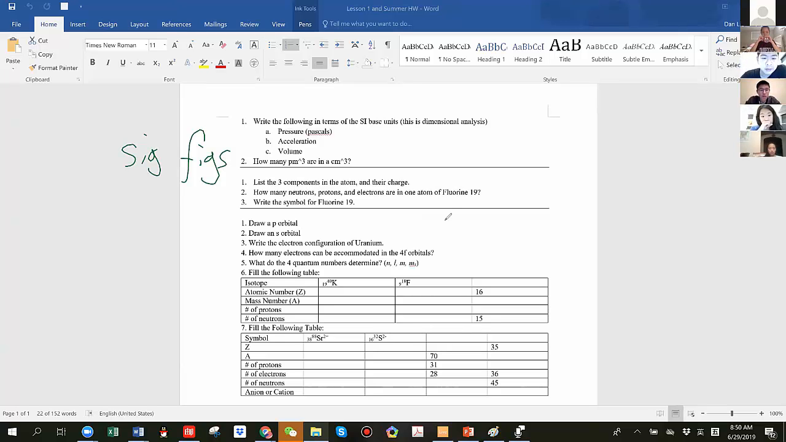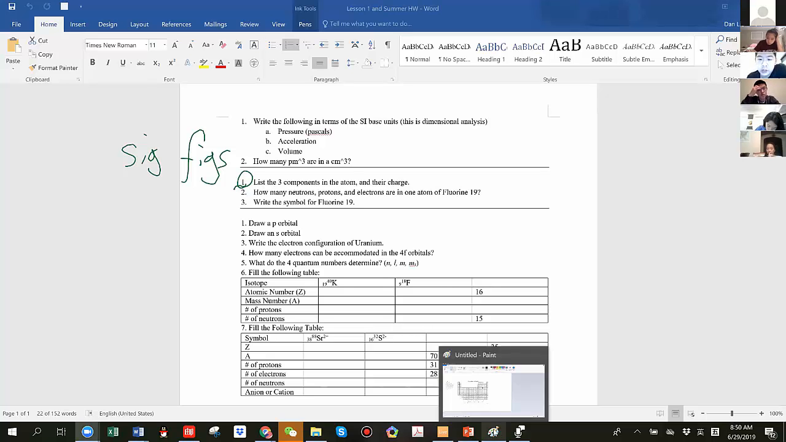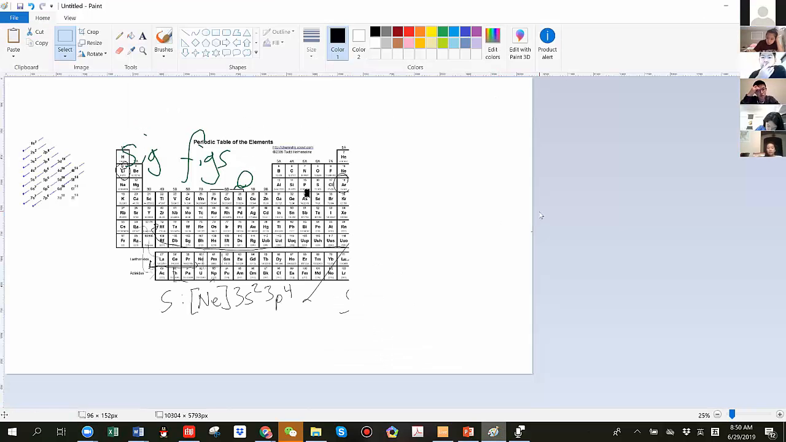So let's just look at some of these problems. Let's look at this one. What are the three components of the atom and what are their charges? Do you remember from the beginning of the lecture? Electrons, protons, and neutrons, right? This reminds me we should talk about isotopes very briefly. This mainly builds on what we've already covered.